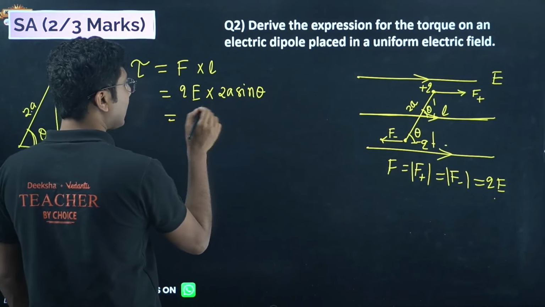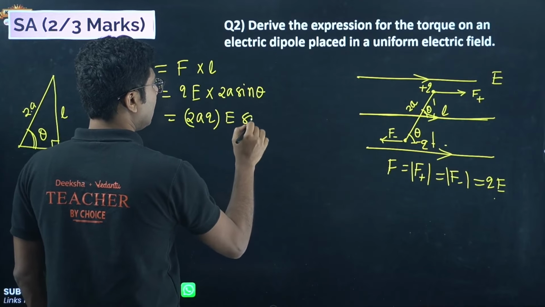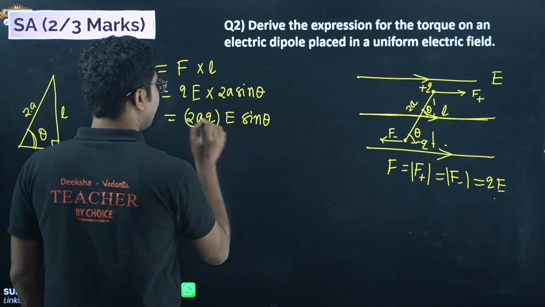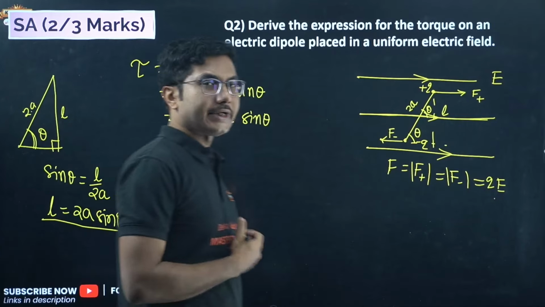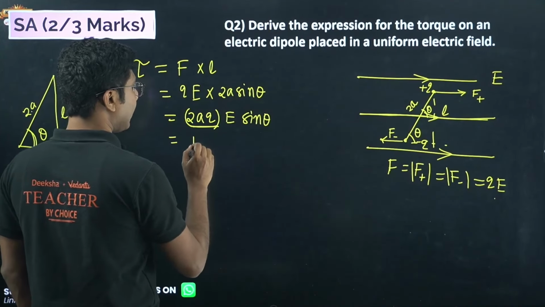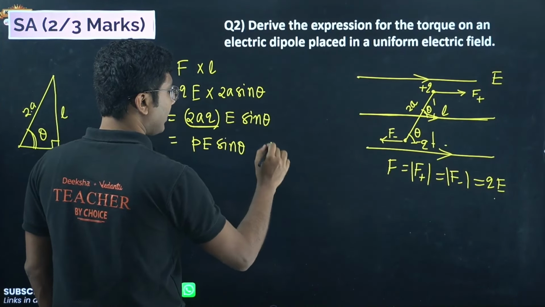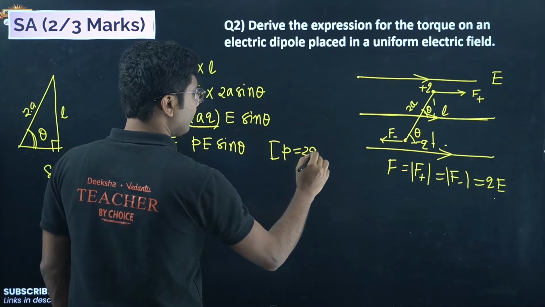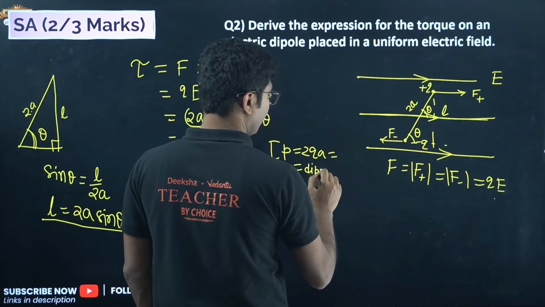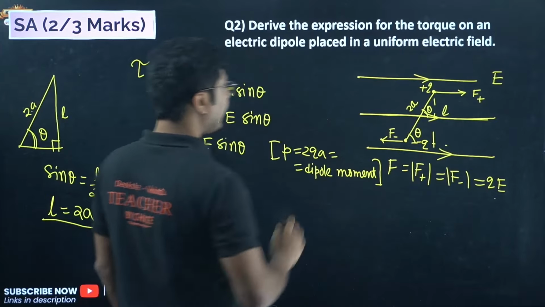Now reorganize them slightly. So 2aq into E sine theta. Now we know that 2a into q is a constant for a given dipole, which is the dipole moment. So this will be substituted by the dipole moment p, and we will write pE sine theta, where we have to mention p equals 2qa equals dipole moment. Make sure you write them properly.